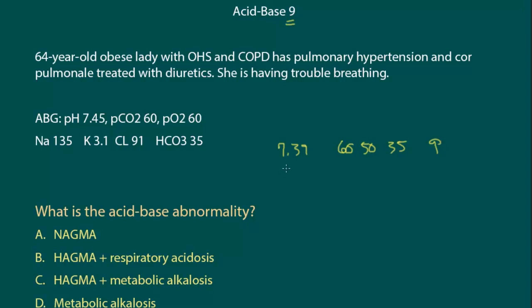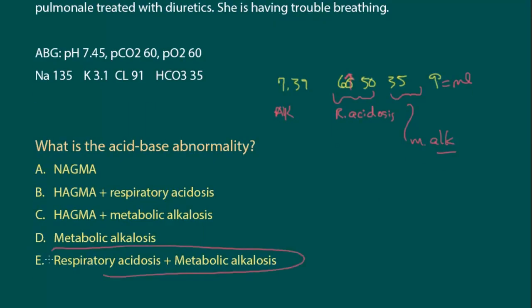Left to right, we have an alkalemia. We have CO2 retention. The PCO2 is higher than expected. So we have a respiratory acidosis from hypoventilation. We also have a metabolic alkalosis, just looking at the bicarb. Bicarb is high, so that means metabolic alkalosis. No anion gap increase. So this patient has a respiratory acidosis and a metabolic alkalosis.